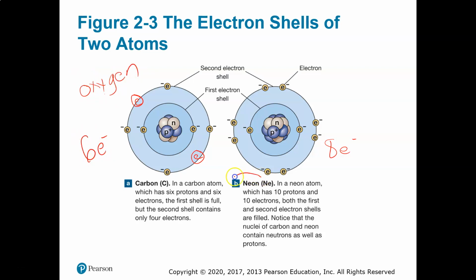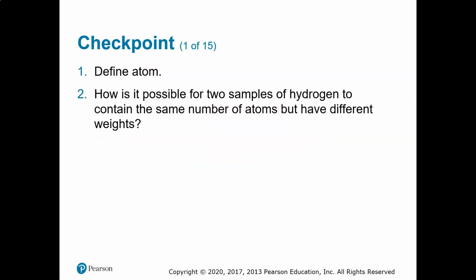So neon would be stable because 8 electrons satisfies the octet rule. Oxygen is not stable with 6 electrons in its outer shell, so it needs 2 more in order to be stable.